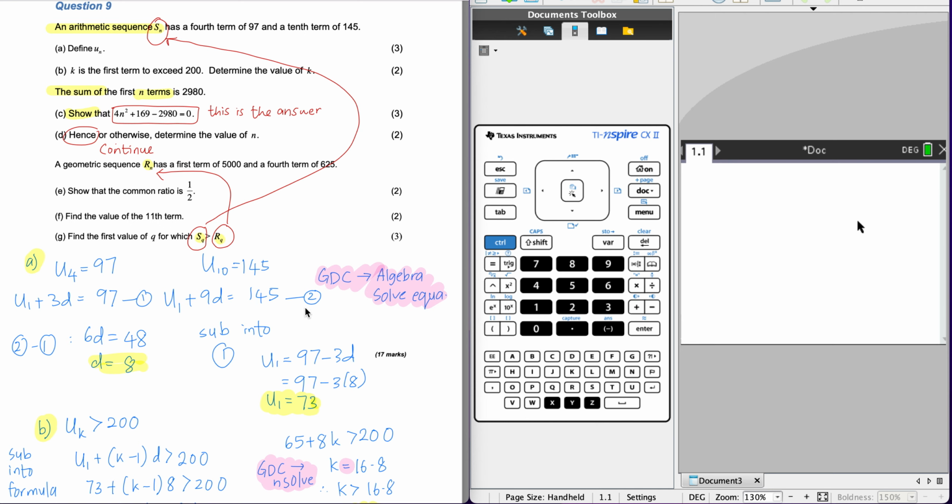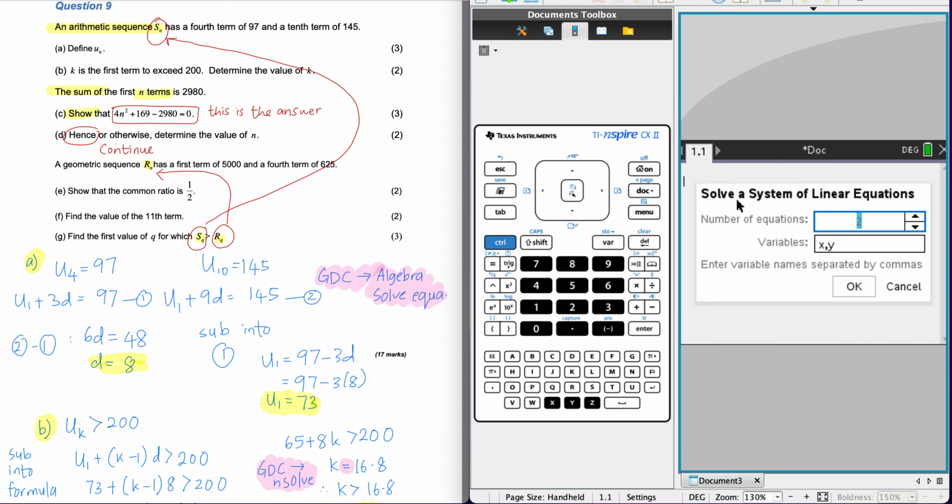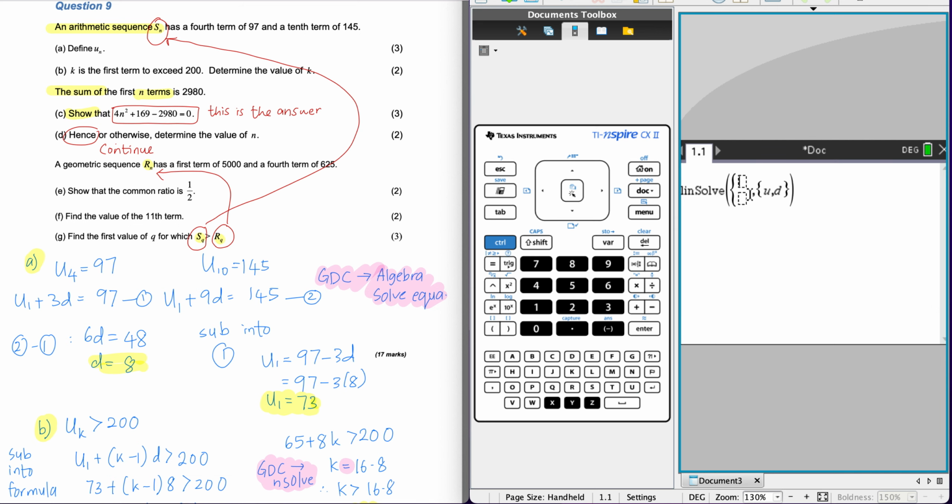And we can solve this. We can find u and d using a GDC. I'm going to show you how to use the GDC here. Menu, under number 3, algebra. It is number 2, solve system of linear equation. We have two equations, and the variables, I'm going to change to u and d. They put x and y, so I put u and d.